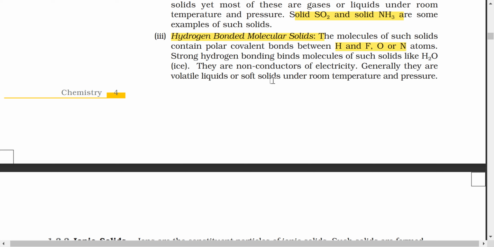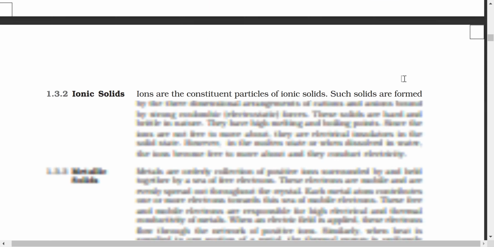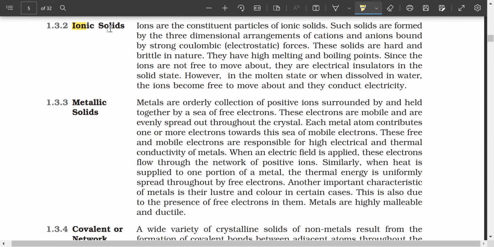जैसे ice में लेते हैं, अभी आप बोलेंगे what is a liquid, but they've taken ice, fine, it's a solid, so there you will have hydrogen bonding. They're non-conductors of electricity again. Generally they're volatile liquids or soft liquids under room temperature and pressure. Coming to now ionic solids. Molecules हो गए, अब हम देखेंगे ionic solids.